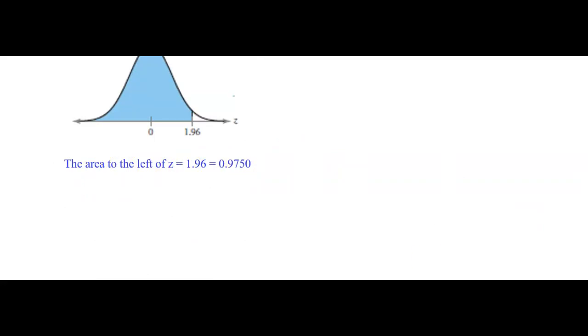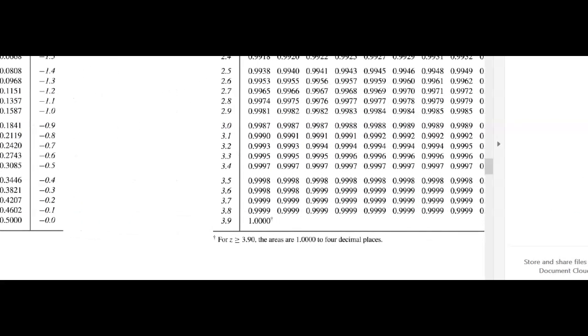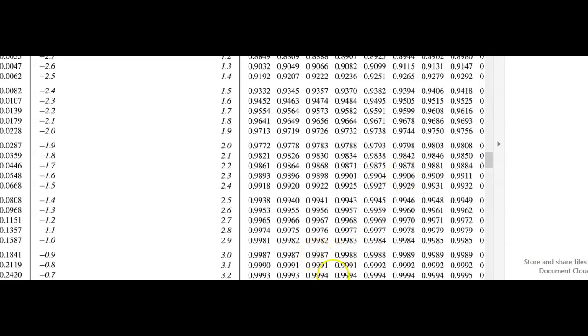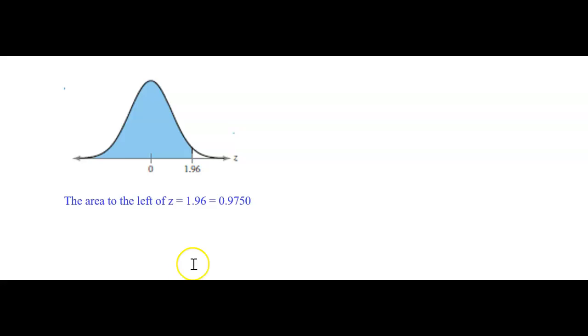1.96. What is the area to the left of 1.96? Go search for 1.9 and then go over to 6. 1.9, 0. Don't forget you start at 0. 1.90, 1.91, 1.92, 1.93, 1.94, 1.95, 1.96, 0.9750. The area to the left of 1.96 is 0.9750. Okay?